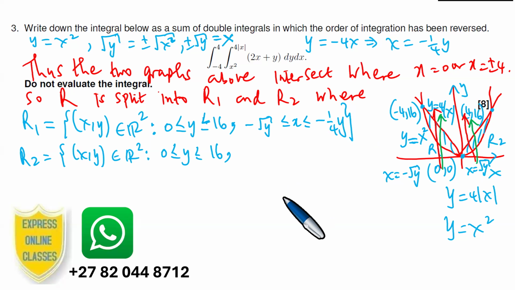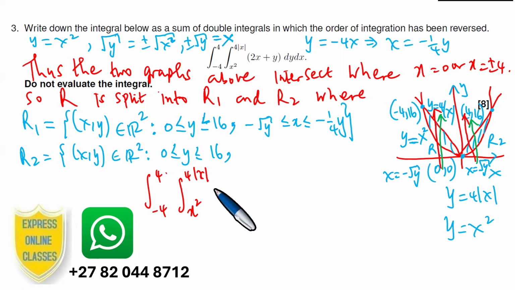I want us to pause to reason these very cautiously as follows. Because there are different ways of describing these particular regions, but I'm going to first write that the integral given, which is this one here. So you have the integral from -4 to 4, the integral from x squared to 4 times the modulus of x, 2x plus y dy dx. And this integral is equal to what?